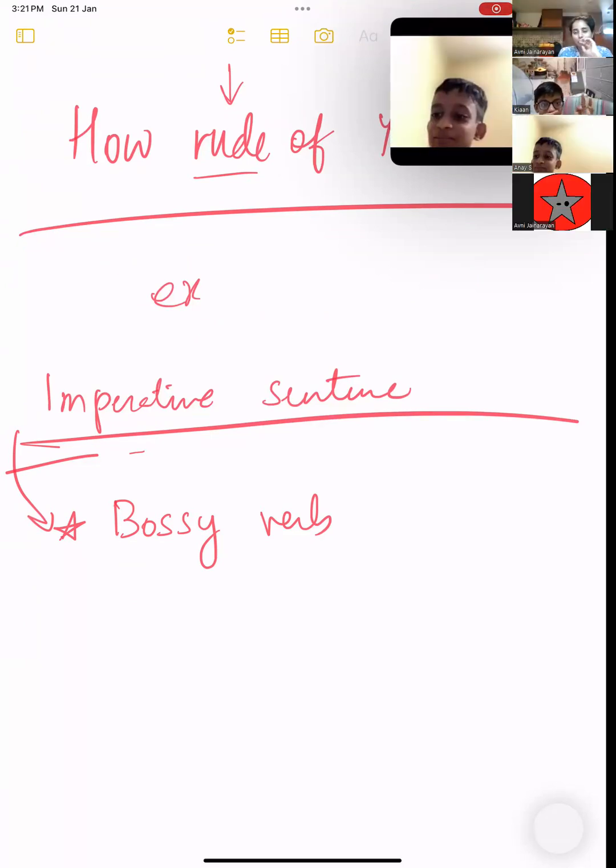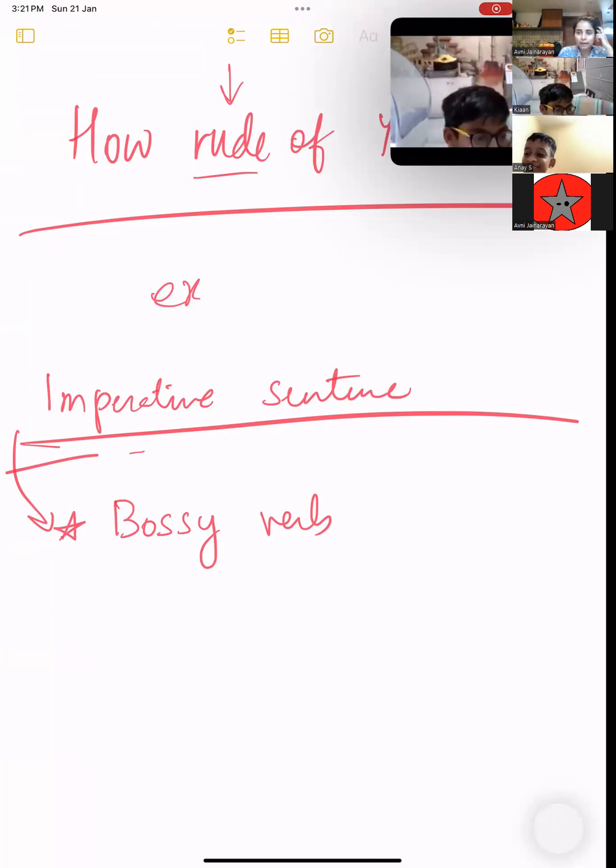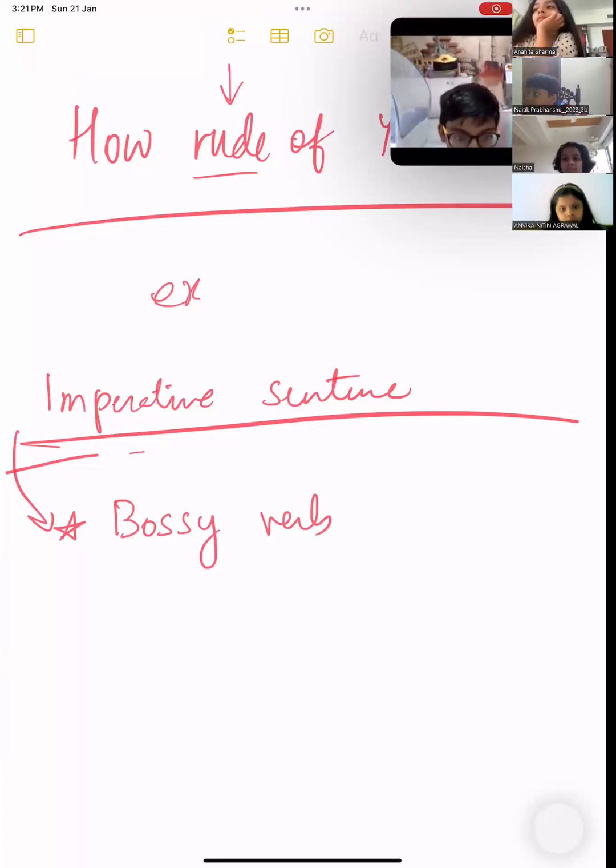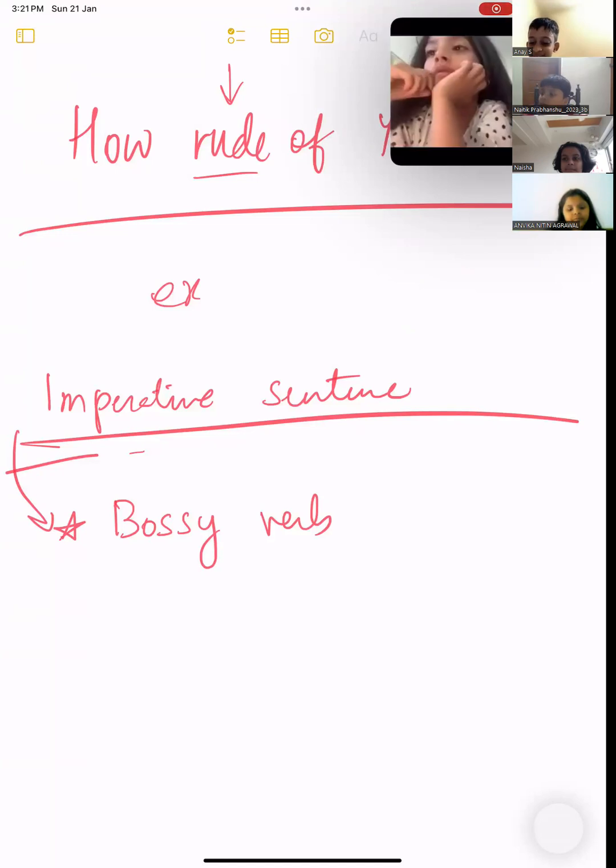No idea. No idea? And Kian knows what's a bossy verb? No idea. Oh God, seriously? Anyone else in the class knows what's a bossy verb? No. Okay, chalo, let me tell you then.